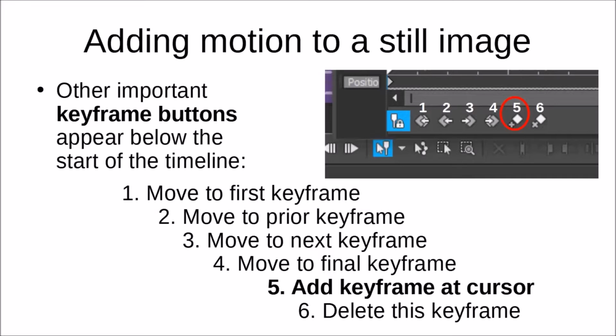Button 3 moves you to the next keyframe. Button 4 moves you to the final keyframe. And finally, the one that I think is potentially the most important, number 5, allows you to add a keyframe wherever the timeline cursor is located at the moment within the scene. And if you add one in a place where you don't really want it, button number 6 allows you, once you've moved the cursor to a keyframe, to delete the keyframe.